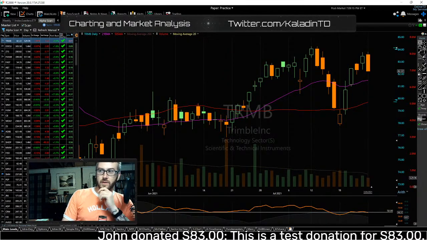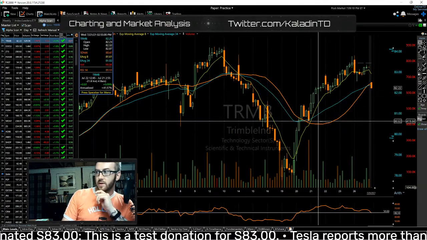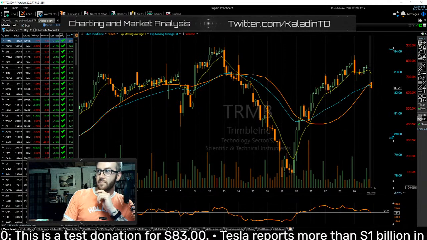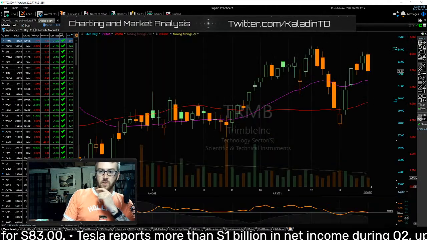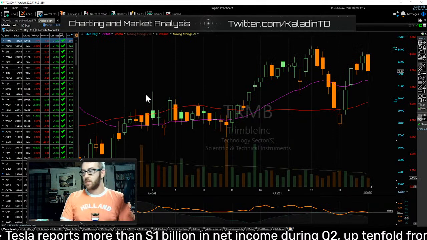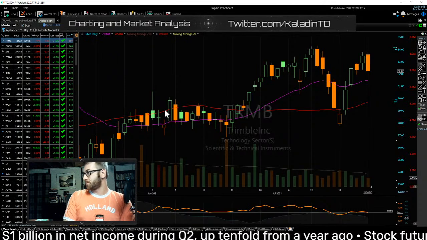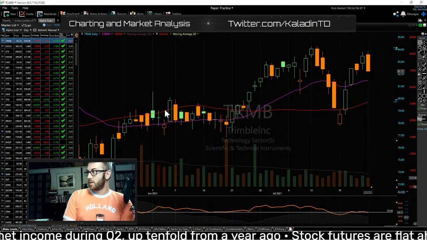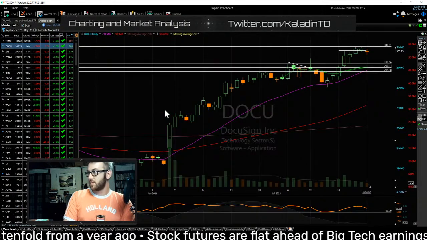When I click down to the 15-minute and the 65-minute, this orange line here is going to be the 5-day. But I like to just start with the daily chart on these. Trimble. Not looking too good. Bearish engulfing candle. I'm going to ignore that one.